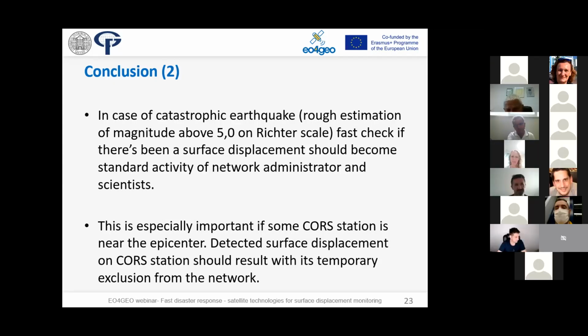So detected surface displacements on CORS stations should definitely result in their temporary exclusion from the network. A decision has to be made very fast, because in case of catastrophes the engagement of GNSS devices for rescue and recovery activities is very intensive. So we don't want to create a situation in which the permanent GNSS network delivers wrong results.